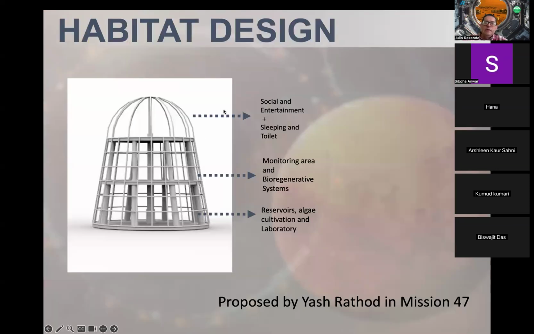This was the concept of this specific habitat: the third level for social life and entertainment, sleep and toilet. The second for monitoring and regenerative systems. And the first for reservoirs, algae cultivation, and laboratory.